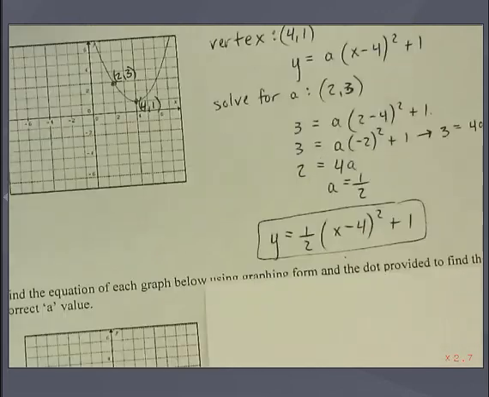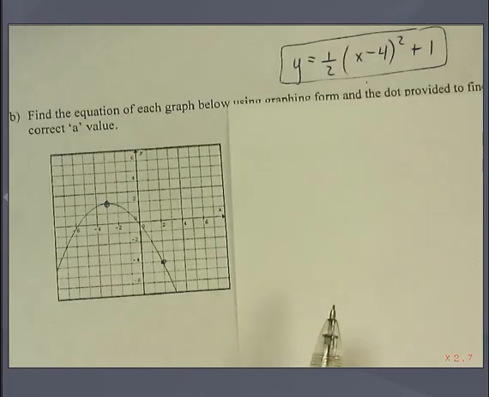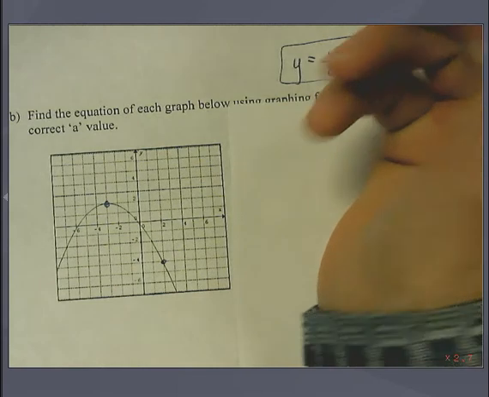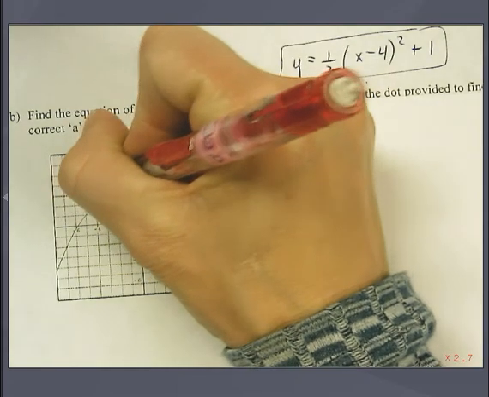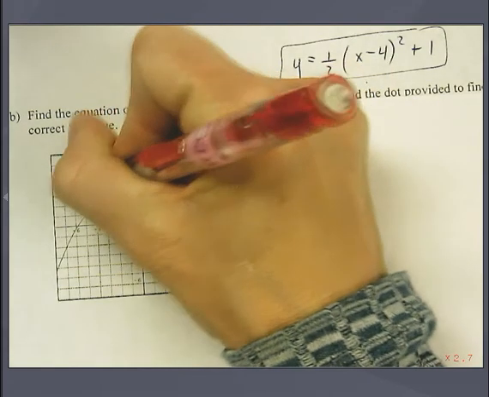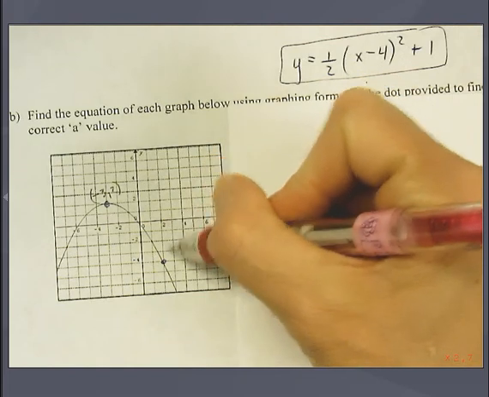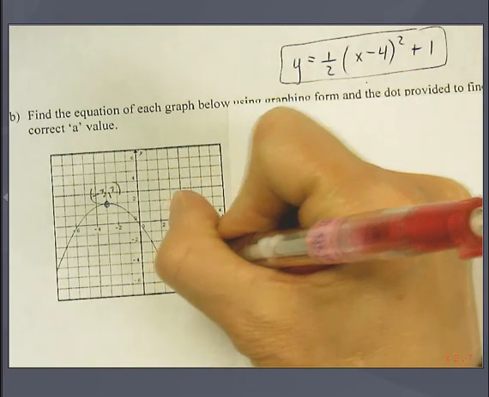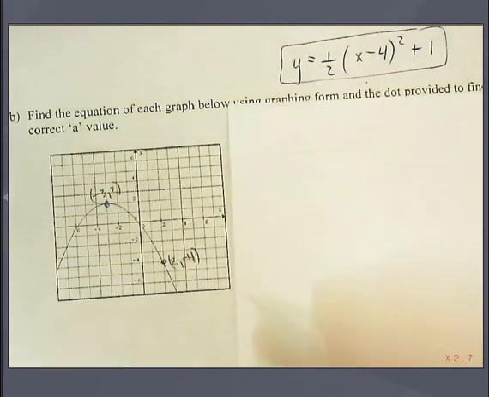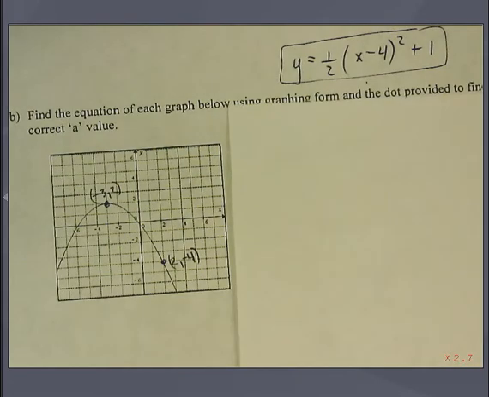Okay. We just have one problem for you to try. On this one, the vertex is at negative 3, 2. And it looks like the point we've given you is 2, negative 4. Okay. So pause the video, try that problem.